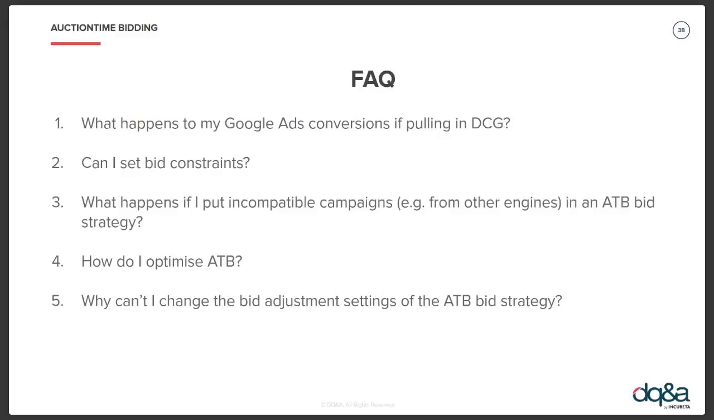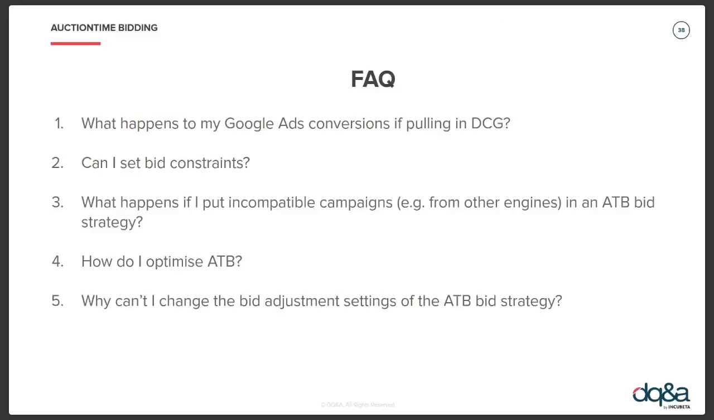Second one, can we set bid constraints? As Greg mentioned earlier, the max and min constraints are an upcoming feature. At the moment, this capability isn't available yet in auction time bidding, but Google have announced that they are planning to roll out the min/max bid constraints feature in auction time bidding later on.